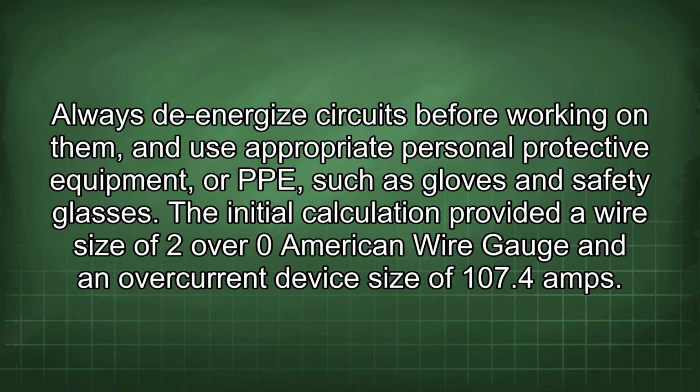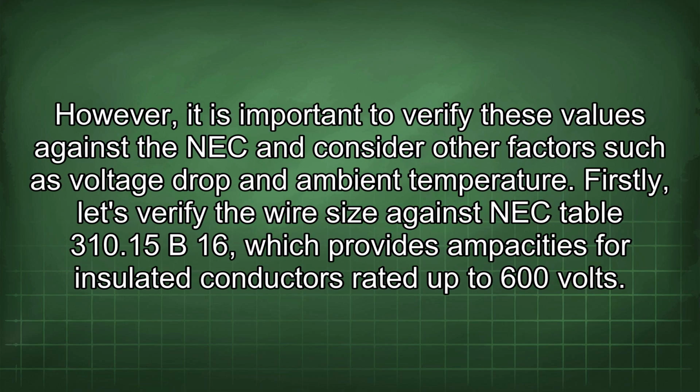The initial calculation provided a wire size of 2/0 American wire gauge and an overcurrent device size of 107.4 amps. However, it is important to verify these values against the NEC and consider other factors such as voltage drop and ambient temperature. Firstly, let's verify the wire size against NEC Table 310.15(B)(16), which provides ampacities for insulated conductors rated up to 600 volts.